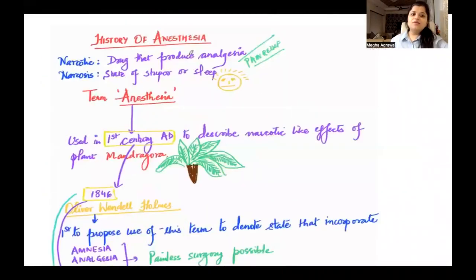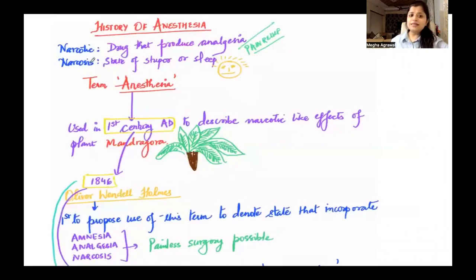So, the word narcotic means drugs that produce analgesia. Analgesia is pain relief. You'll be hearing this word very often during your practice. And the word narcosis is a state of stupor or sleep. It is the state in which a person goes when we give anesthesia to that person.